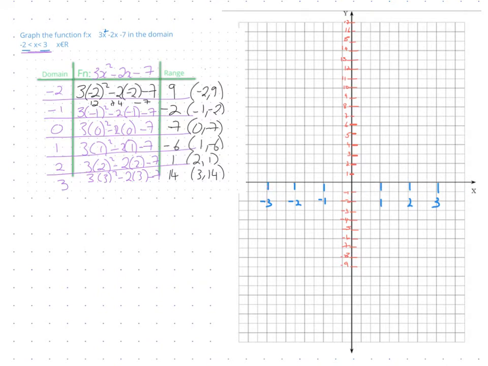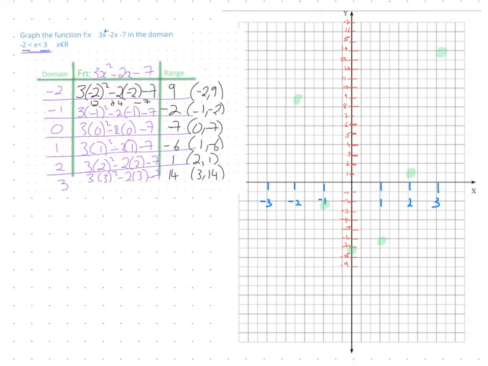All right, so let's start plotting. So the very first one is -2 and 9. So I go along as far as -2, up as far as 9, and hopefully you're with me and you're imagining the same dot as where I'm placing them. Next one is -1, -2, along as far as -1, down as far as -2. Along as far as 0, down as far as -7. Along as far as 1, down as far as -6. Along as far as 2, up as far as 1. And along as far as 3, up as far as 14.